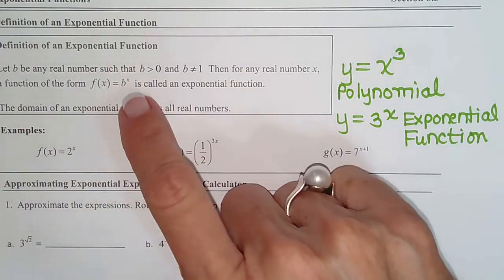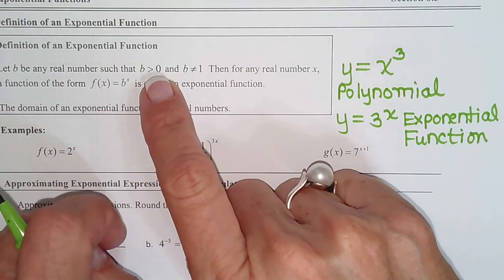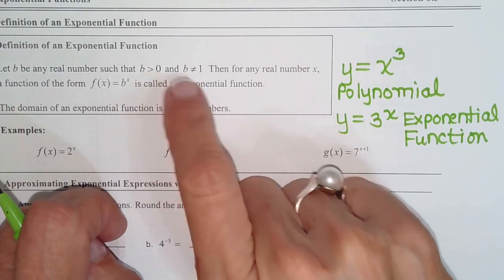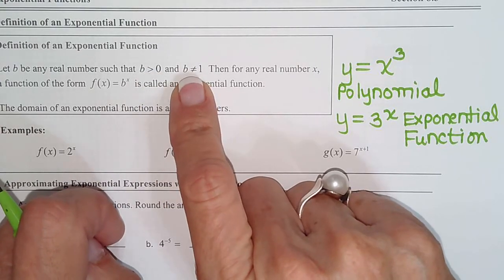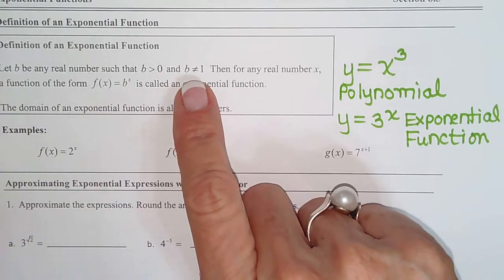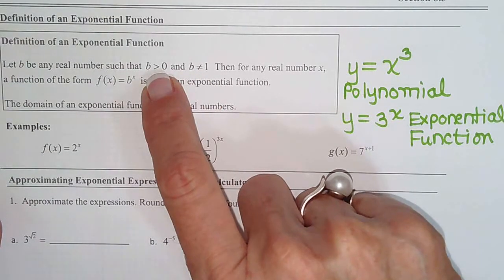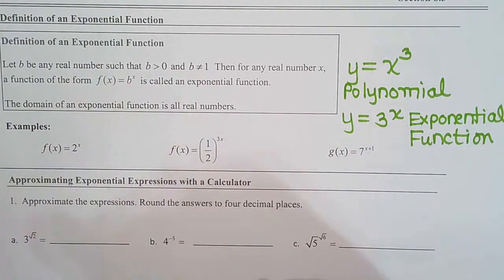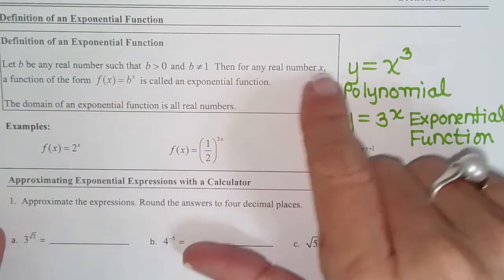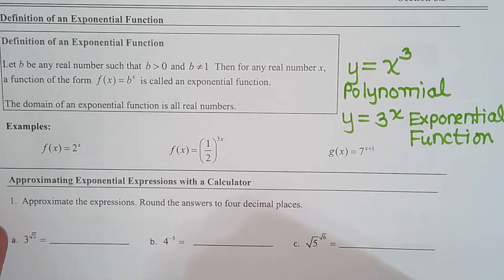So they're saying the base b has to be positive, and it can't be 1. That's because if it's 1, it's a straight line, because 1 to the anything is 1. So it just has to be positive, and it can't be 1. And the exponent can be any real number. It can be square root 3, it can be 5, it can be 8, it can be negative 7.